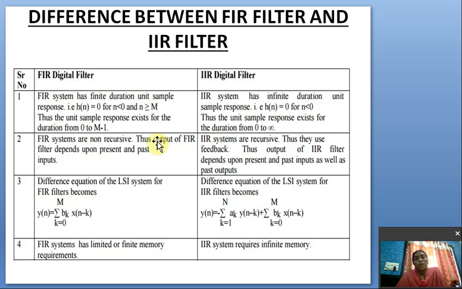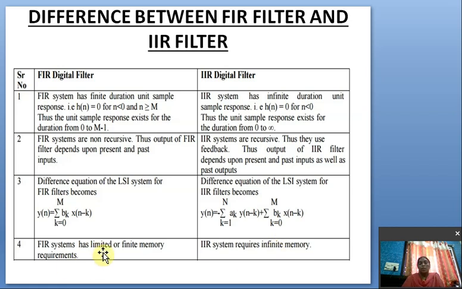Right. Now, here FIR systems are non-recursive. The output of an FIR filter depends upon present and past inputs only. But IIR is recursive. It depends on present, past inputs and also past outputs. Now the difference equation for the FIR system is y of n equals summation b_k x of n minus k, based on this non-recursive nature. Based on the recursive nature, y of n is summation a_k y of n minus k plus summation b_k x of n minus k.